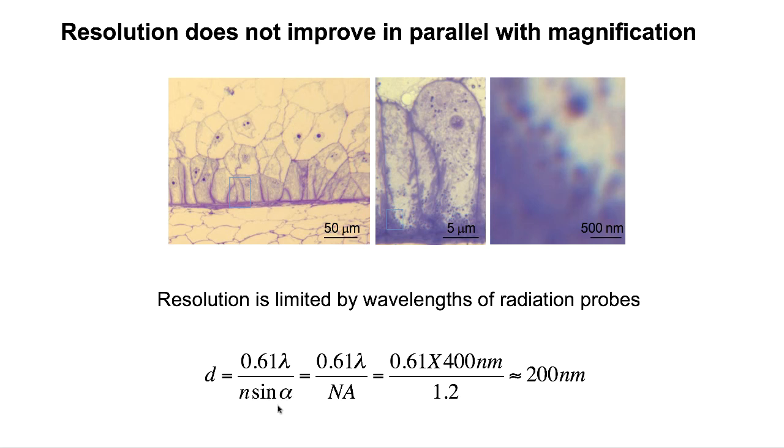This n sine alpha is determined by the objective lens that you use, and is given as one number called the numerical aperture. If I calculate the resolution limit of visible light microscopy, I should put in the wavelength of visible light. The shortest visible light is 400 nanometers, and one of the largest numerical aperture objective lenses currently available is 1.2. So this is about 200 nanometers. There is a theoretical resolution limit of light microscopy, which is around 200 nanometers.